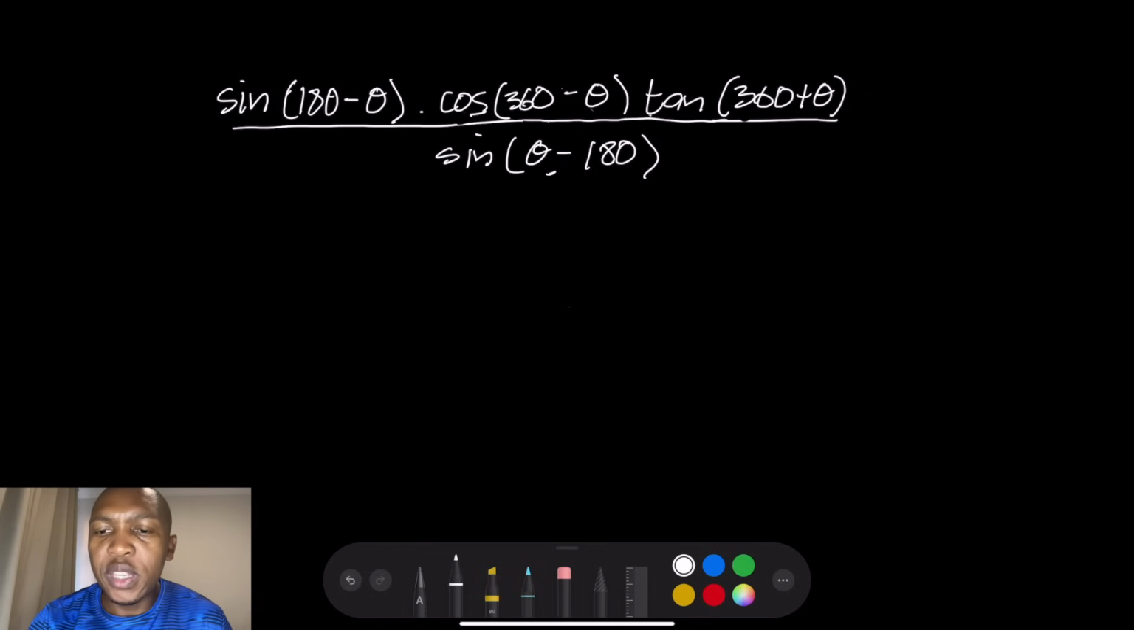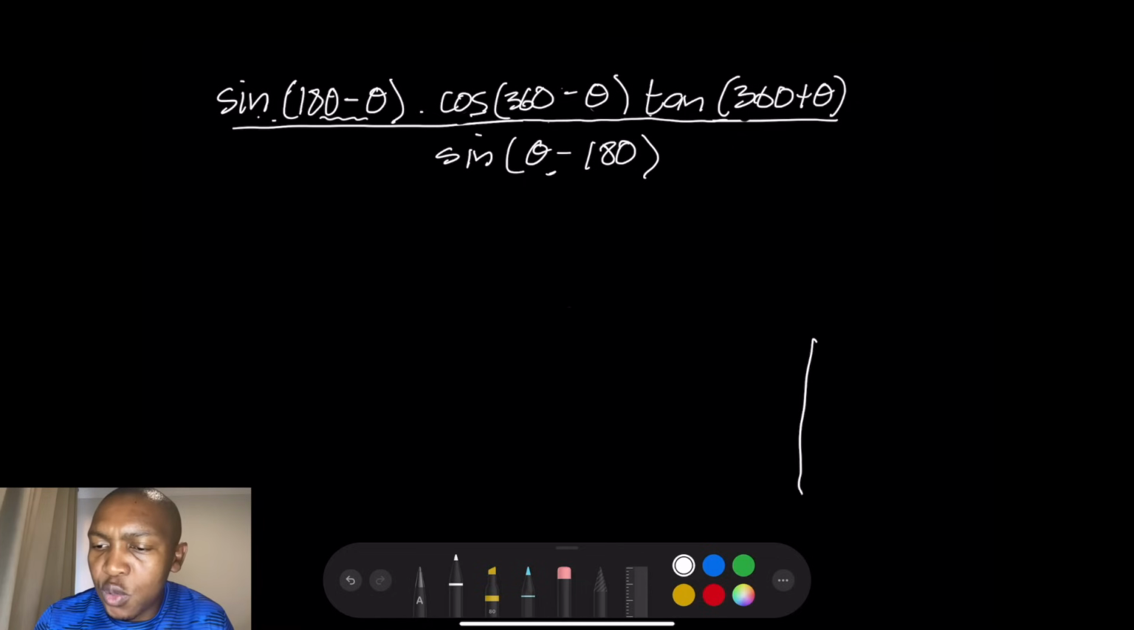The interesting one is this one, and I want to get to that so that I'll show you how to solve it. Right, so sine of 180 minus theta. All right, let's start there. So how is sine? This is definitely in the second quadrant. So how is sine in the second quadrant?